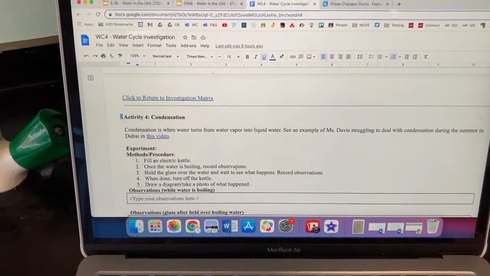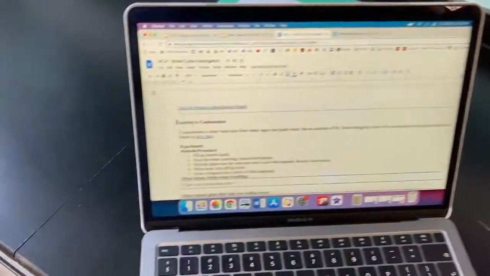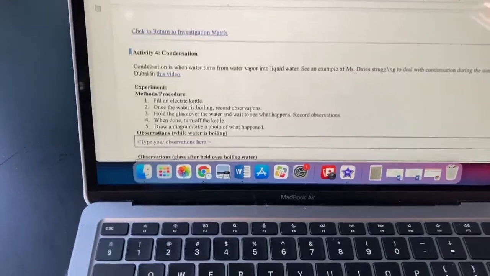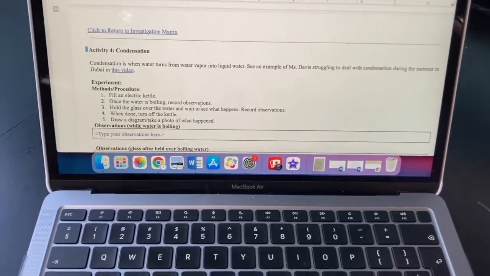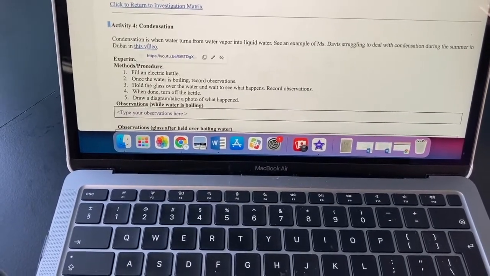Okay, now on to investigation 4. All right, in investigation 4, we're looking at condensation. You're going to see an example of condensation in this video. So let's watch that.